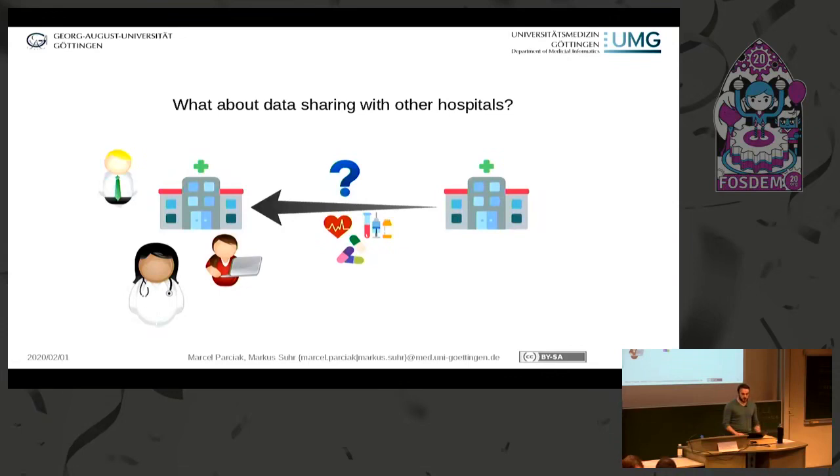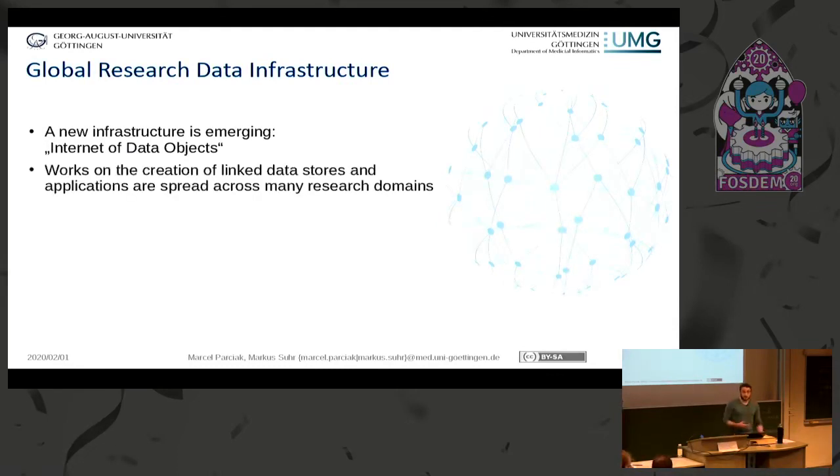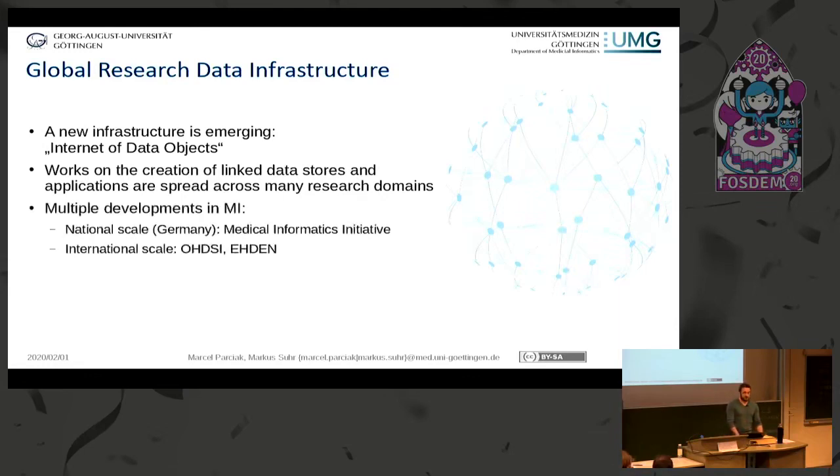We're working on that project right now, and we can see that there is a lot of data infrastructure on the global level that tries to do that, to link data together, so create this internet of data objects. There is a lot of work put into that in different domains, and for example, in the medical informatics domain, on a national scale, we have the Medical Informatics Initiative, which has offered us some money basically to build this up for Germany. On the international scale, Odyssey or Eden do basically the same with other data formats, other technologies, but have the same goal. So it's a very, very good movement to see that they want to link the data together.